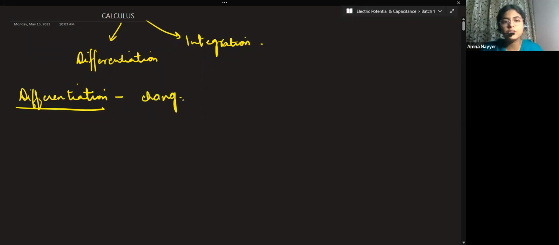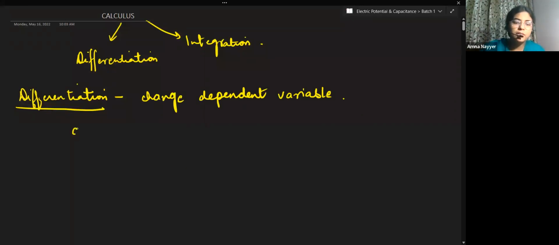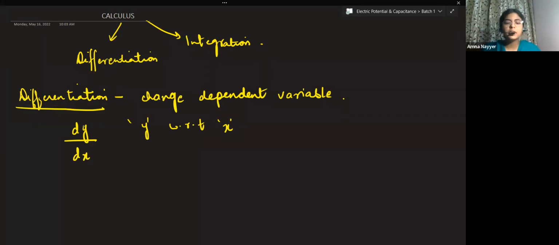Let me write it down. Change of dependent variable. If you have dy over dx, this means that you are differentiating y with respect to x. Now, in case of a polynomial function, you have y is equal to x to the power n. When you have y is equal to x to the power n, see how you differentiate.